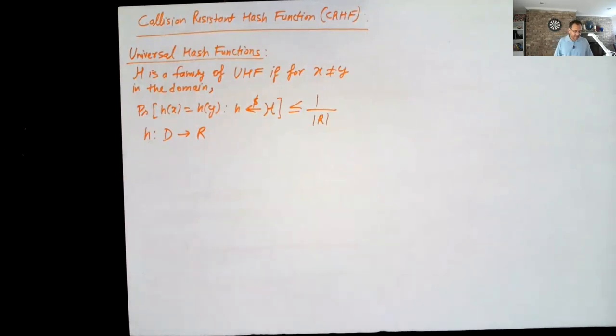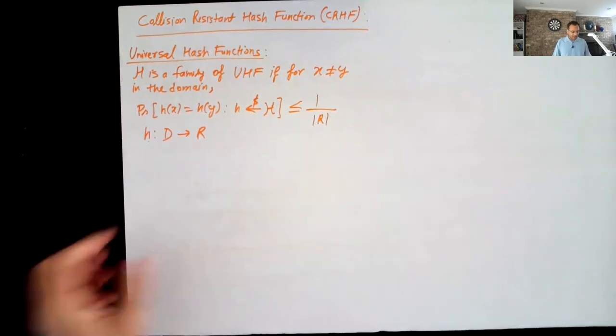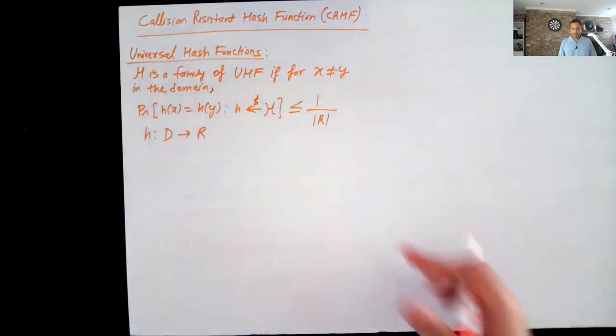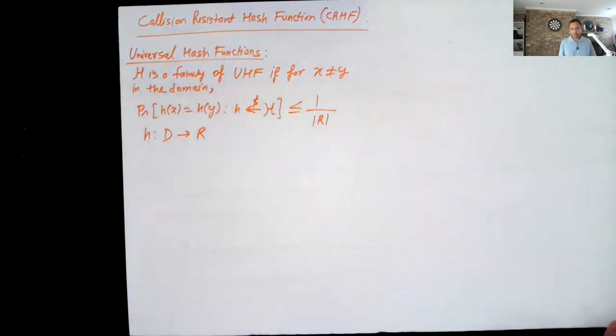What this is saying is, for any two inputs x and y, you pick a hash function at random, and a good property of a hash function is that their outputs are unlikely to collide. The outputs should be different. Of course, there's always a probability of collision. If the range is very small, then this is basically the best that you can do.